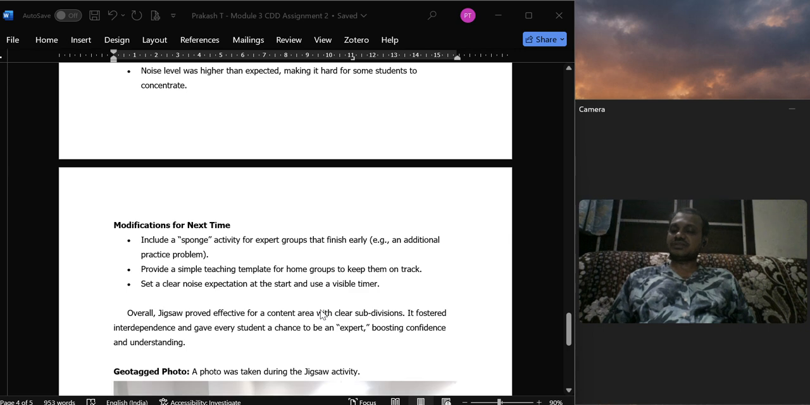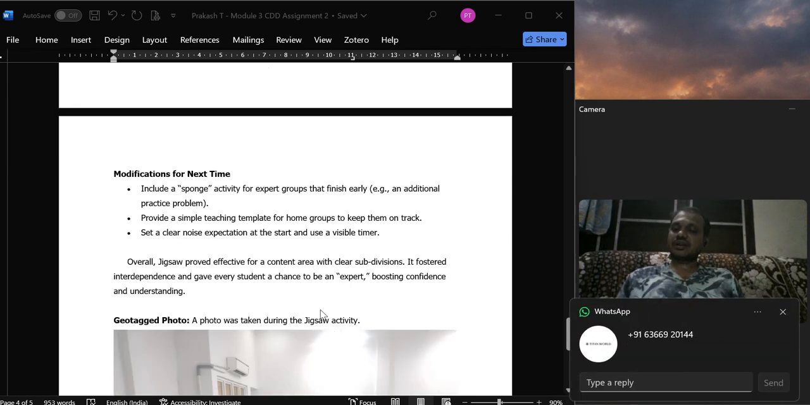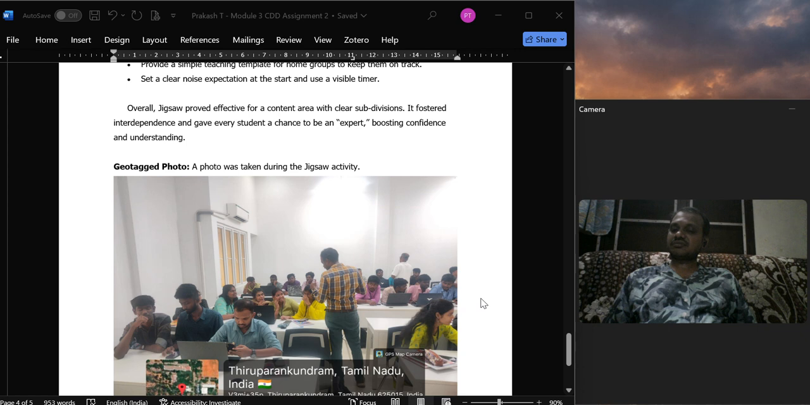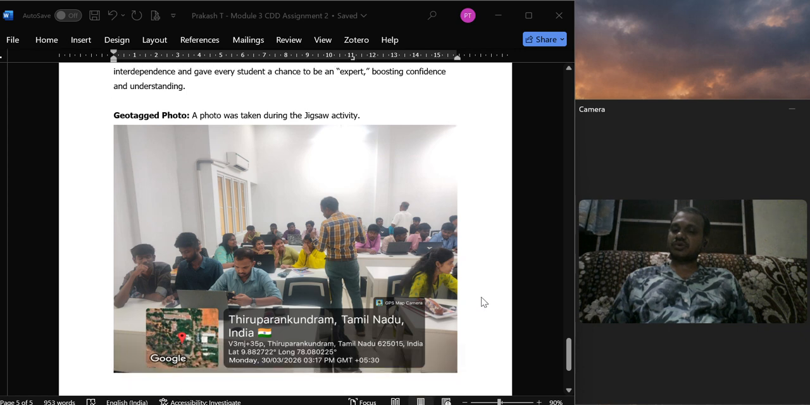Overall, jigsaw proved effective in a subject with subdivisions. It fostered independence and gave the students a chance to be experts and build confident understanding. This is my geotag photo. Thank you all.